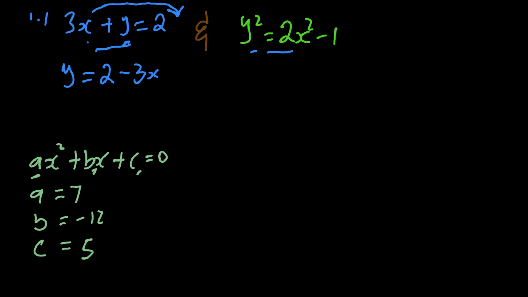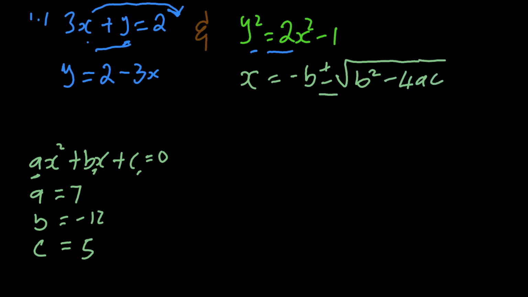Okay, so now here's our quadratic formula. x is equal to minus b plus or minus the square root of b squared minus 4ac, all divided by 2a. Now we need to substitute these values into this equation. So x is equal to minus, because it's minus and minus 12, right?